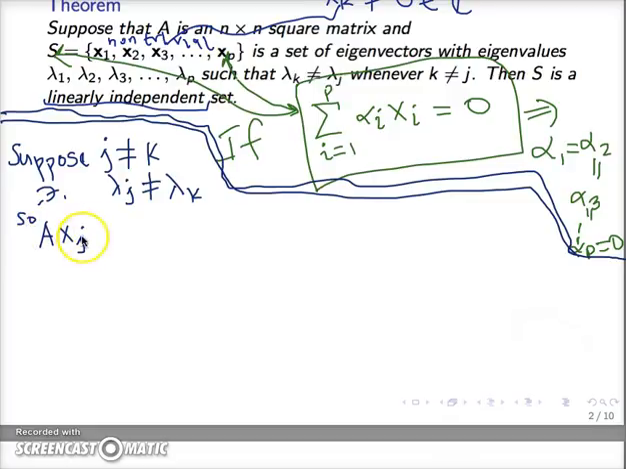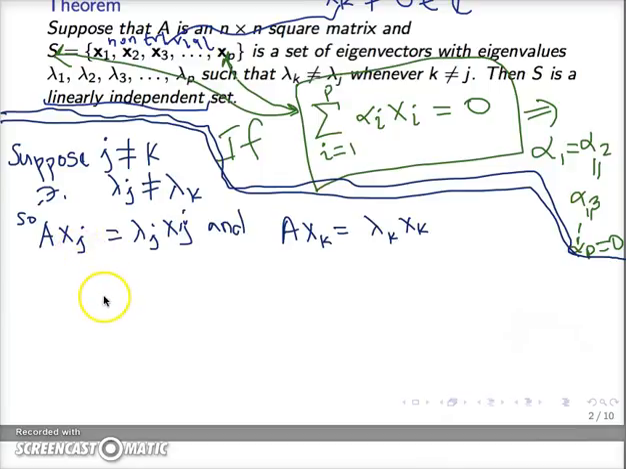So the matrix multiplied by the eigenvector xj equals lambda j xj. And also the matrix multiplied by x sub k equals lambda k times x sub k. So that's what it means for those lambdas and those x's to be eigenvalues and eigenvectors.